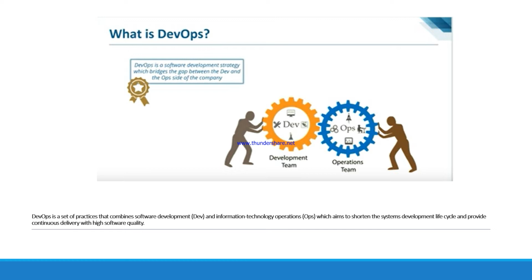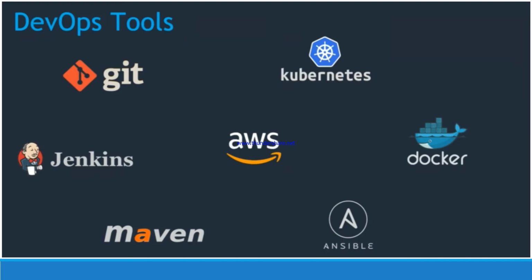So we call it a methodology. Why are we using a methodology? Because we are using a combination of tools in these modules. So that's why we are using DevOps. Coming to DevOps tools, these are the DevOps tools we are using in our day-to-day activities.